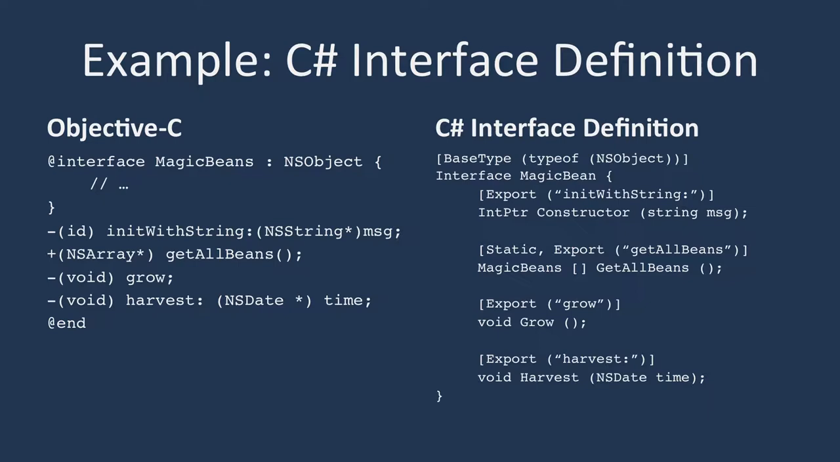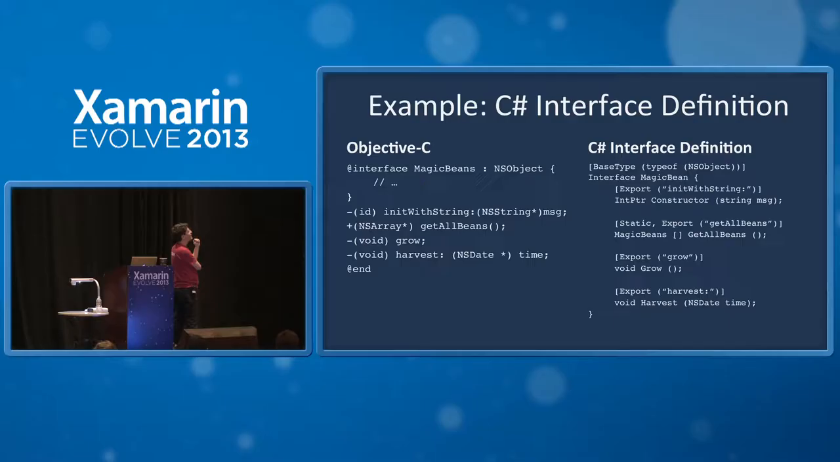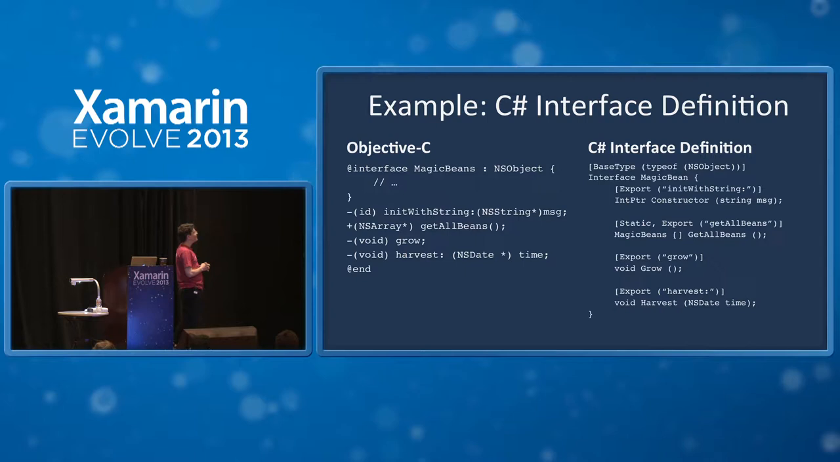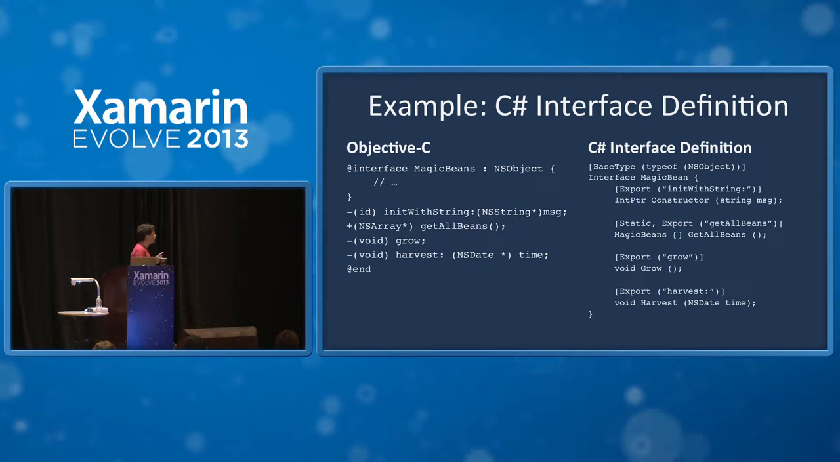So we're going to bind an interface, MagicBean. And there's a couple of things that I want you to notice. There's this attribute called Export, and Export contains a string. And the string matches each one of these names that we used on the left side. Those names that you see in Export are called selectors in Objective-C. And we'll get more into that later.